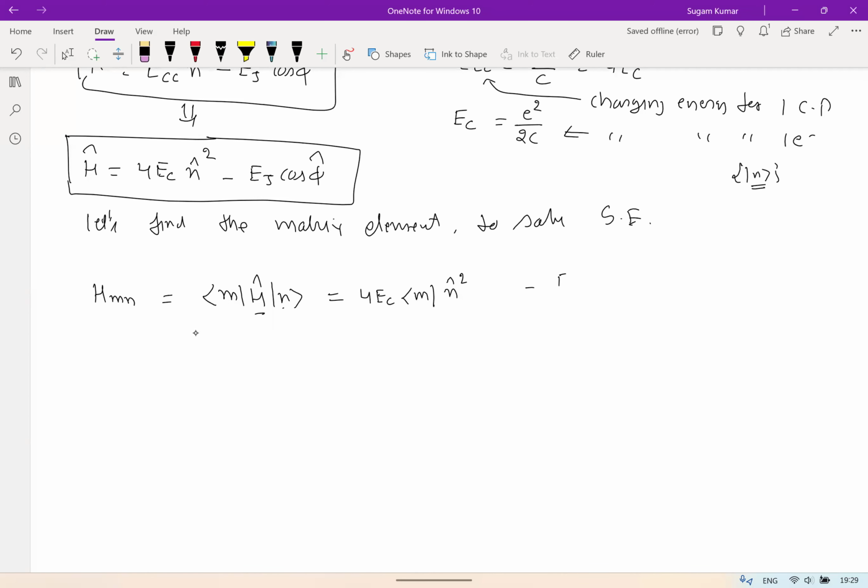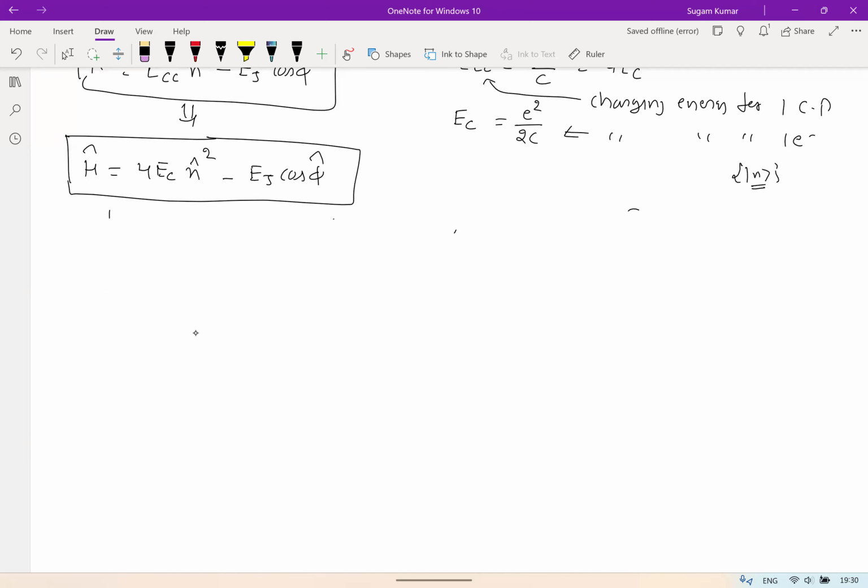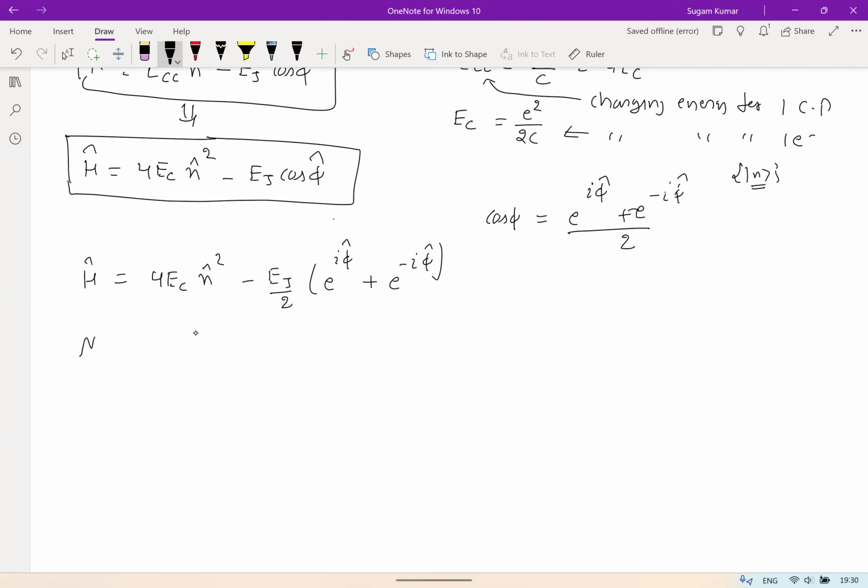Before going further, it will become difficult to solve this cos phi in this format, but I can write cos phi as e power iota phi plus e power minus iota phi divided by 2. So you can see this equation becomes much easier for us to solve. This is going to become EJ by 2, e power i phi plus e power minus i phi. And now I can find the matrix element.